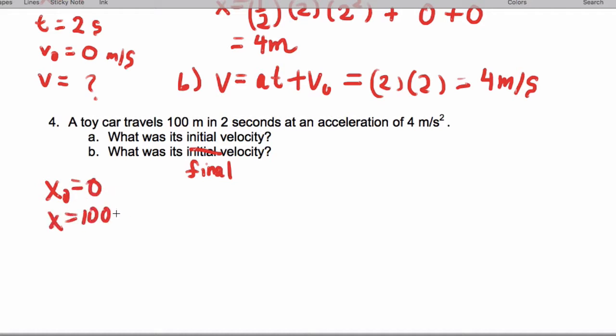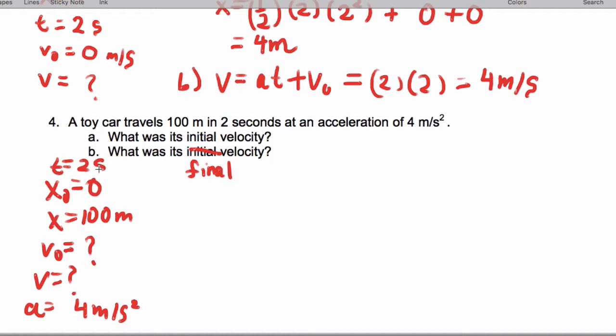So we have to be careful because it asks us what the initial velocity is, so we have to assume it wasn't starting from rest. Nor was its final velocity a given. We know the acceleration is 4 meters per second squared, and we're told that this happened over a time of 2 seconds. So let's try to get the initial velocity.